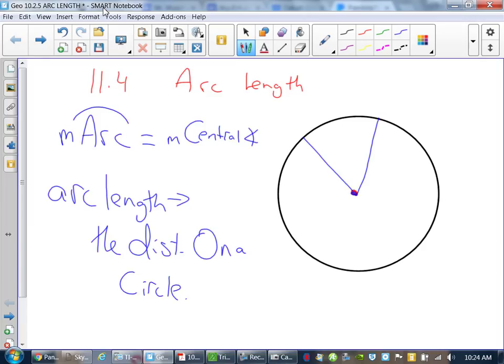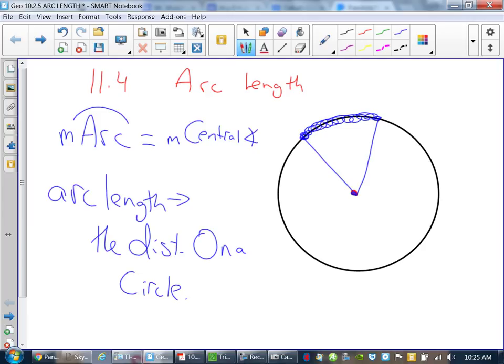When you start thinking about arc length, it is a portion of your perimeter. But in terms of a circle, what do you call the perimeter? The circumference. Okay. So what we're looking at here is the distance that you walk on a circle.